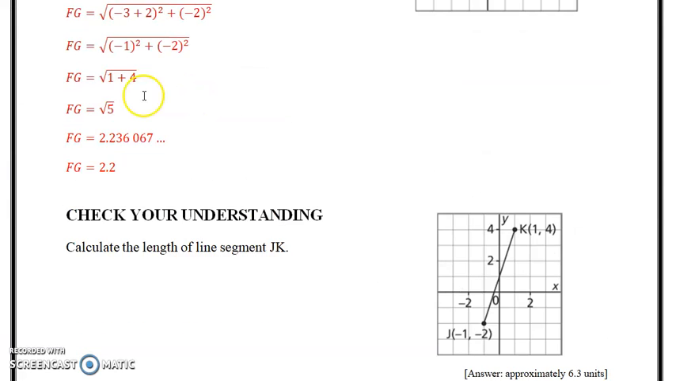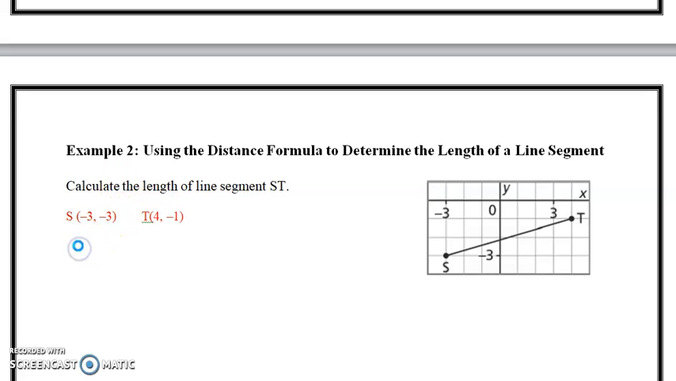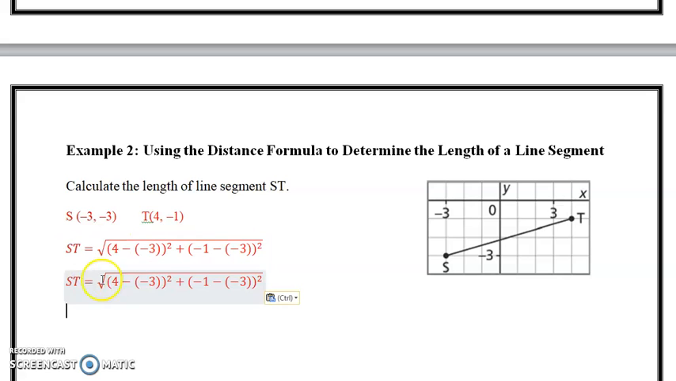Okay? So I got my formula from the previous question, and remember that one's called FG. So obviously this one's called the line segment ST. Alright, plug in our values. So the first x value is 4 minus a negative 3. And then we have negative 1 minus a negative 3. Okay? And we'll clean it up.